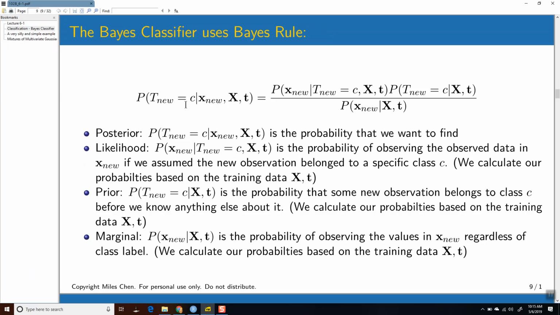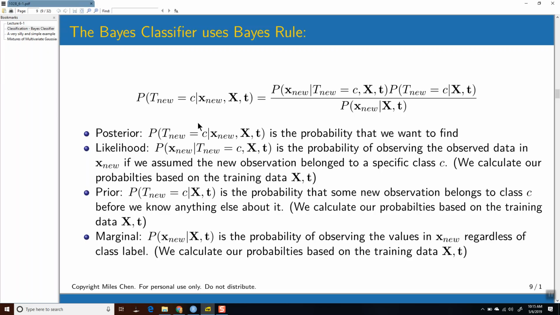Okay, so when we use Bayes' rule, this is what we get. We've got the probability of t new given x new, and this is going to be the probability of x new given t new is equal to c, multiplied by the probability of t new is equal to c, divided by the probability of x new. This is like your A given B becomes B given A times the probability of A divided by the probability of B.